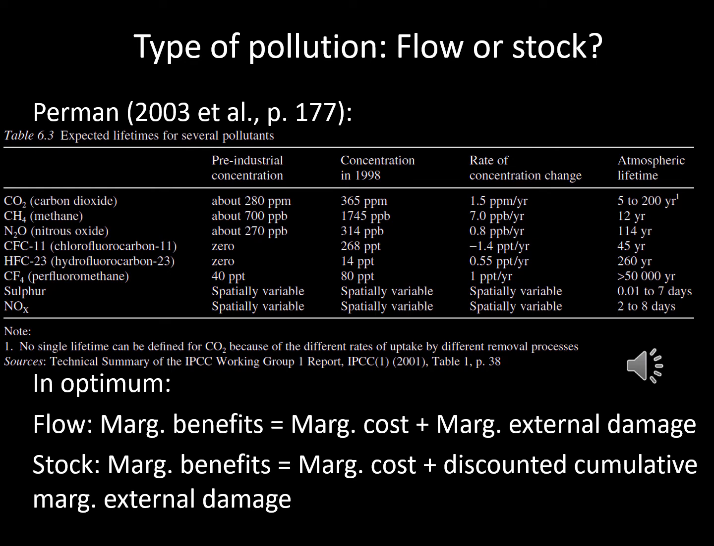For a flow pollutant, the Pigouvian tax is equal to the marginal external damage, as we saw last week. For a stock pollutant, however, the tax should be set equal to the discounted cumulative marginal external damage. We will discuss this discounting shortly.